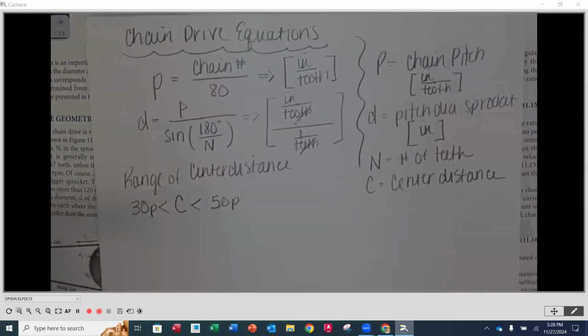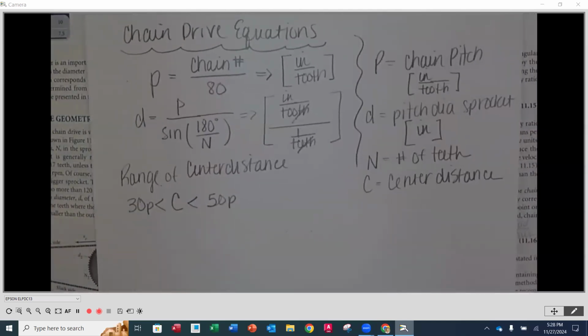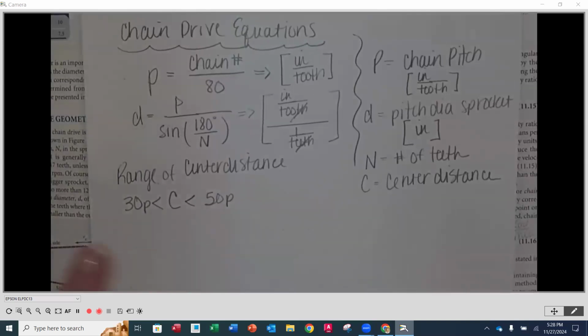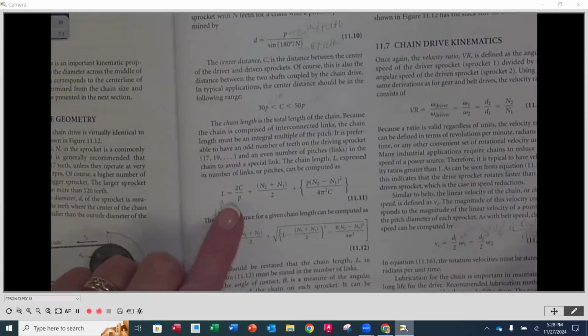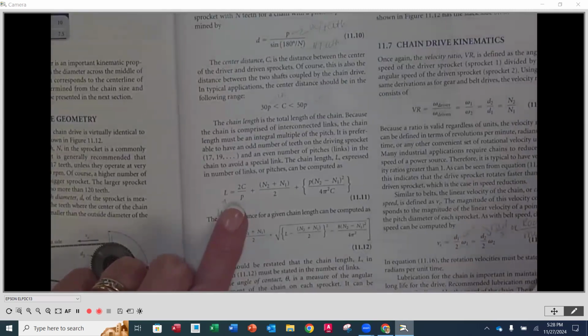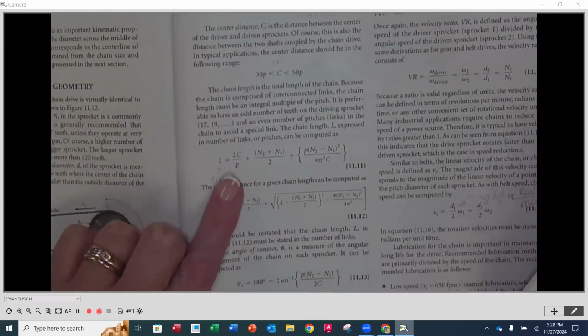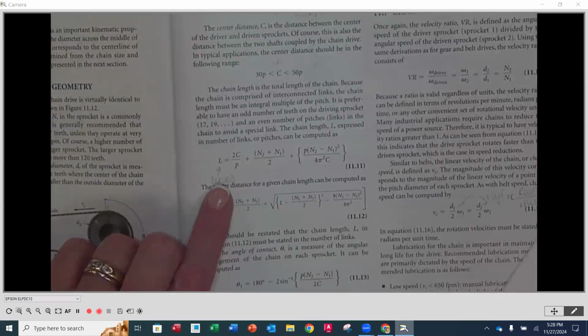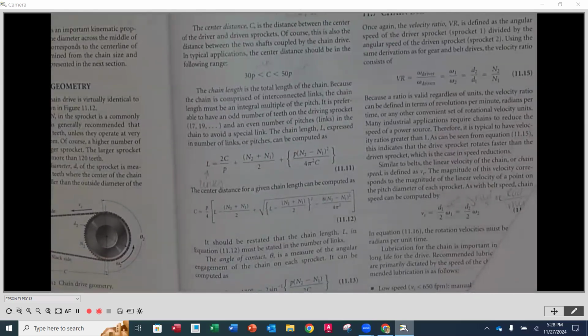Now, when we do our problems, especially if we're not given a center distance that we're dealing with, we pick a center distance to start off with, and we use that center distance to calculate the length of the chain. And the length of the chain is going to be given in links. That's what L is. It's not going to be in inches, it's going to be in links, because when we get roller chain, for instance, off of a bulk roll, we literally count the links, and it has to be an integer number.